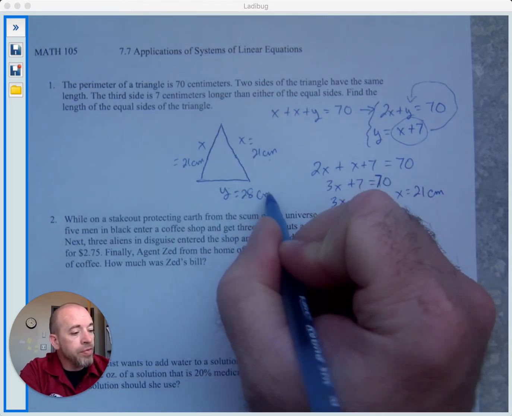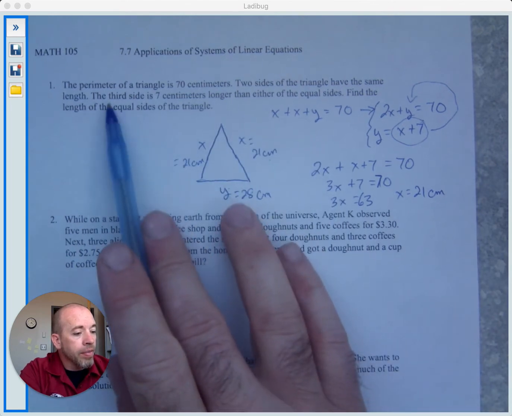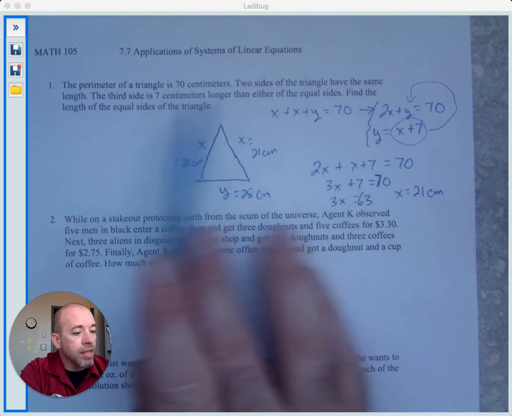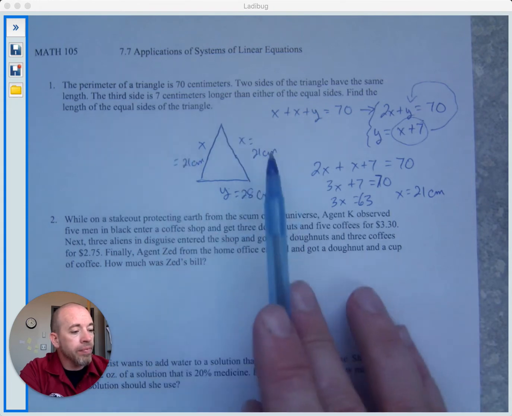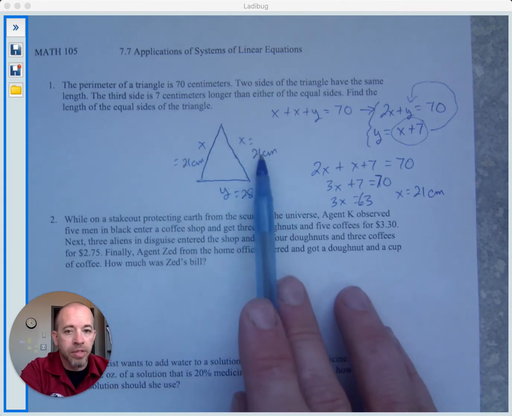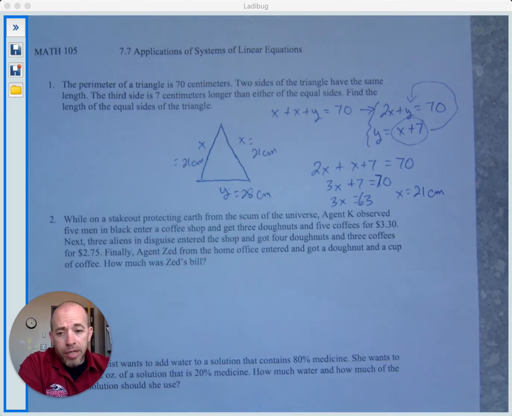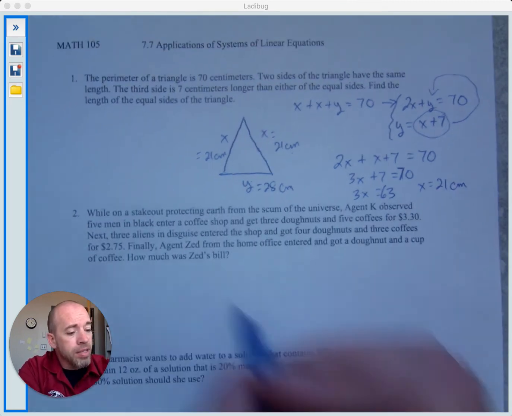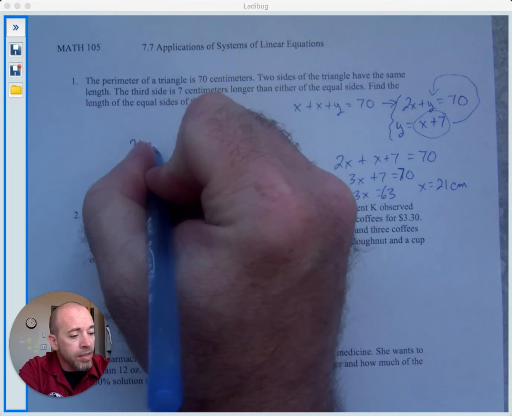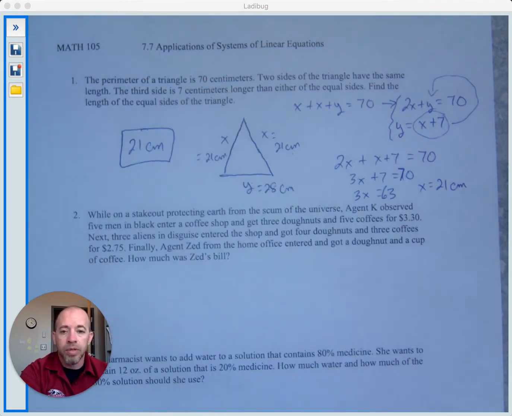Now, what were we asked for here? Find the length of the equal sides of the triangle. So 21 is the answer we're looking for. If we were asked for the other side, we could say it's 28, and we can verify our answer. But in this case, we're only asked for the equal sides. So 21 centimeters would be our answer.